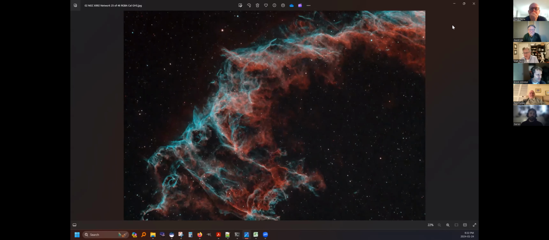And is that one-shot color with dual narrowband? Yeah, it's one-shot color and dual narrowband. Nice. So both of these were using the dual narrowband filter. What I always look for on these is that faint shock front that's on the outside. Yeah, see it? You can see it up here. Yeah, there's a little visibility there.